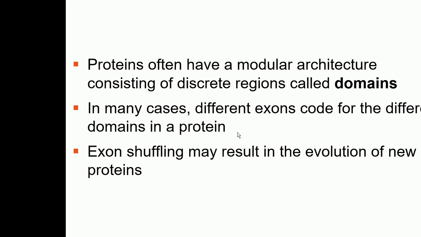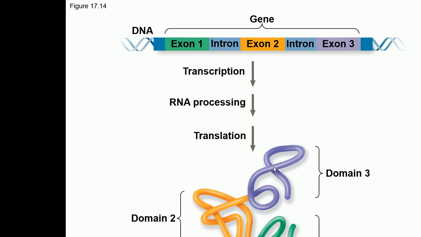And basically, every exon codes for a domain. Now, what is a domain? A domain is that part of a fully folded protein which can perform an independent function. So a domain is that part of a fully folded protein which has attained a three-dimensional structure and can perform an independent function. That is what a domain is.